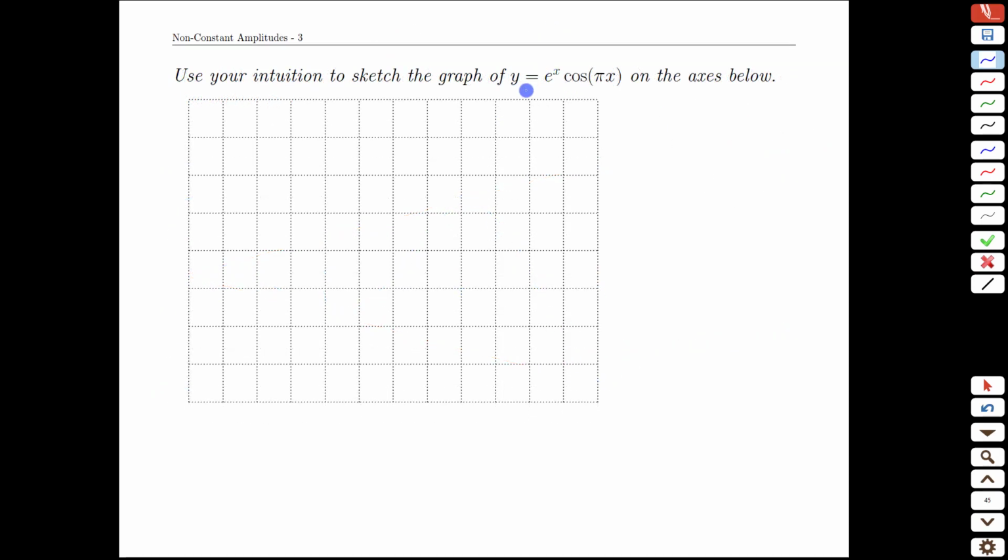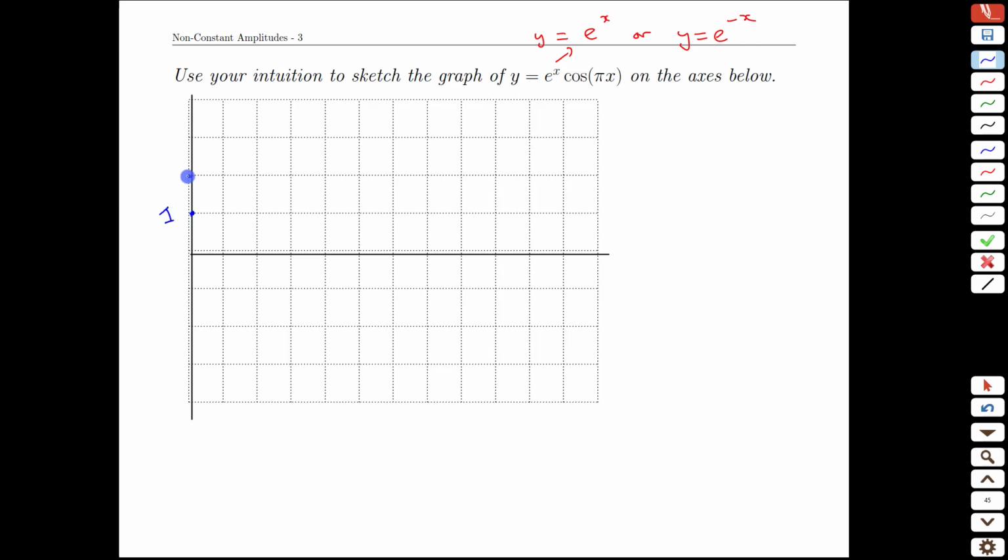Let's get a little more exotic. Let's try e to the x. And again, remembering what the boundaries will be, if that's our amplitude function, the boundaries will be at y equals e to the x and y equals e to the negative x. Let's see what that looks like. Well, if we have a function, let's start at 1, 3, 2, and let's make this a little bit larger period here. All right, what does e to the x look like?